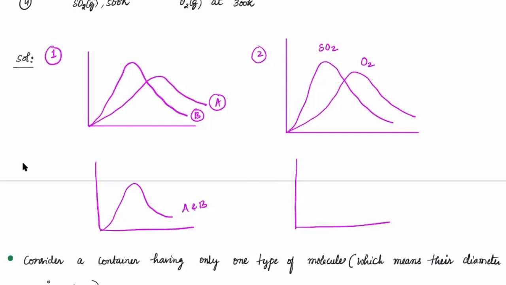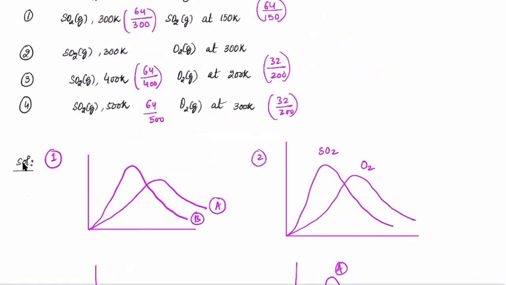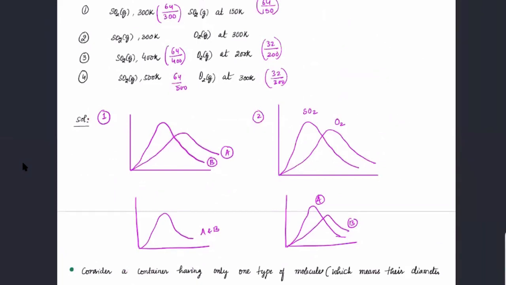Fourth one, SO2 at 500, O2 at 300. So this is 64 by 500 and this is 32 by 300. So you can see this value is dominant because this is 32 by 250. So if I put these two graphs, this would be for A, this would be for B. So everyone please look over and let me know if you have any doubt.